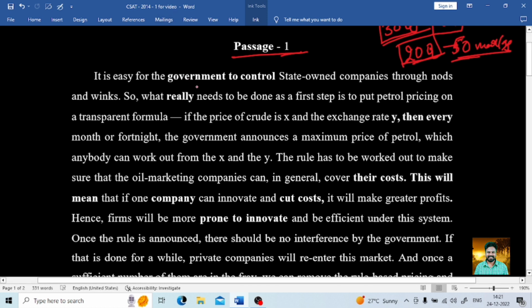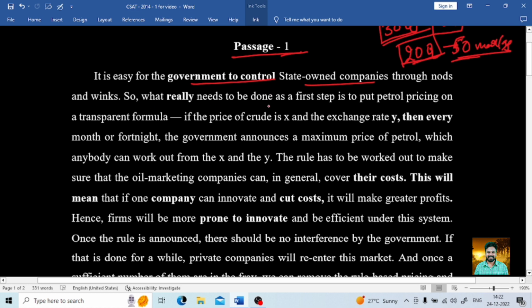It is easy for the government to control, which means something related to control is coming in. State-owned companies through nods and winks, which means with its rules and regulations, state-owned companies can be controlled by the government. Okay. Still, the passage has not yet started for us, because there is no point here in the first statement.